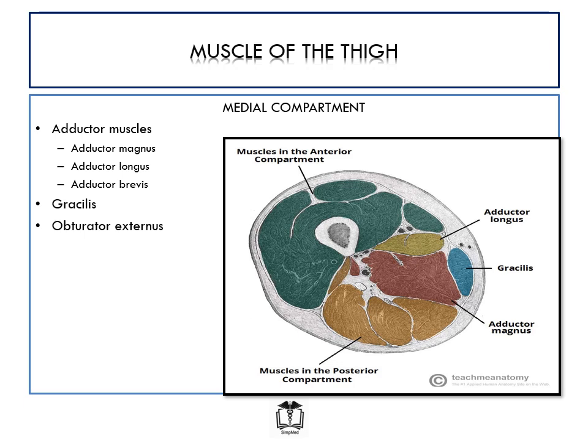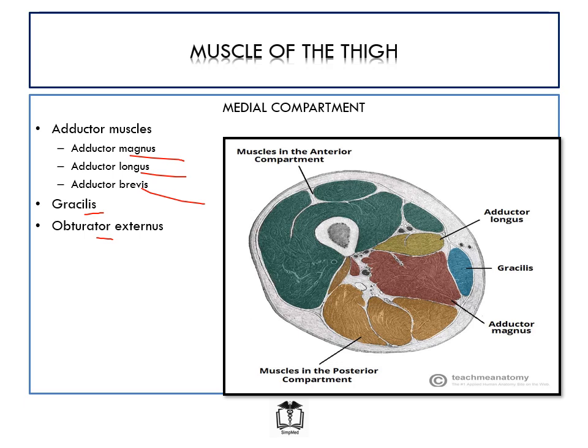Let's talk quickly about the medial compartment thigh muscles. These are muscles that include the adductor muscles, including adductor magnus, adductor longus, and adductor brevis. And then we have two other muscles, the gracilis muscle and the obturator externus muscle. One thing to note about these muscles is that they are all innervated by the obturator nerve.